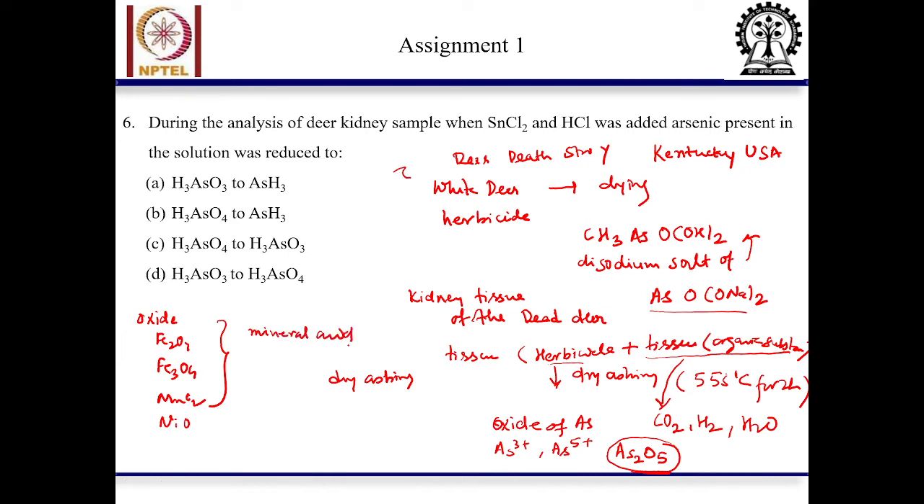Mineral acid. So here, once we add that mineral acid, basically what will it give? It will give the corresponding ion like Fe3 plus, Mn4 plus, like that, plus the corresponding water. So once we dissolve this As2O5 in the HCl, what will happen? It will form H3AsO4.